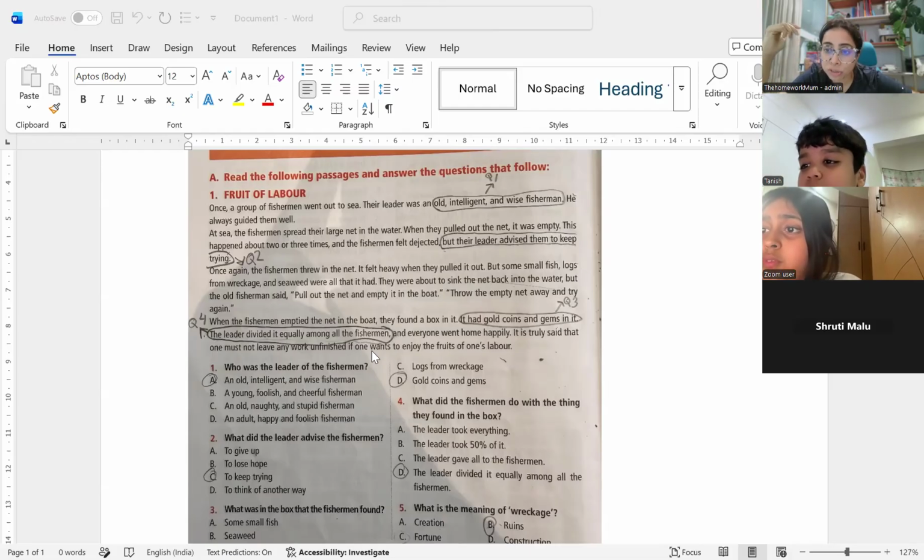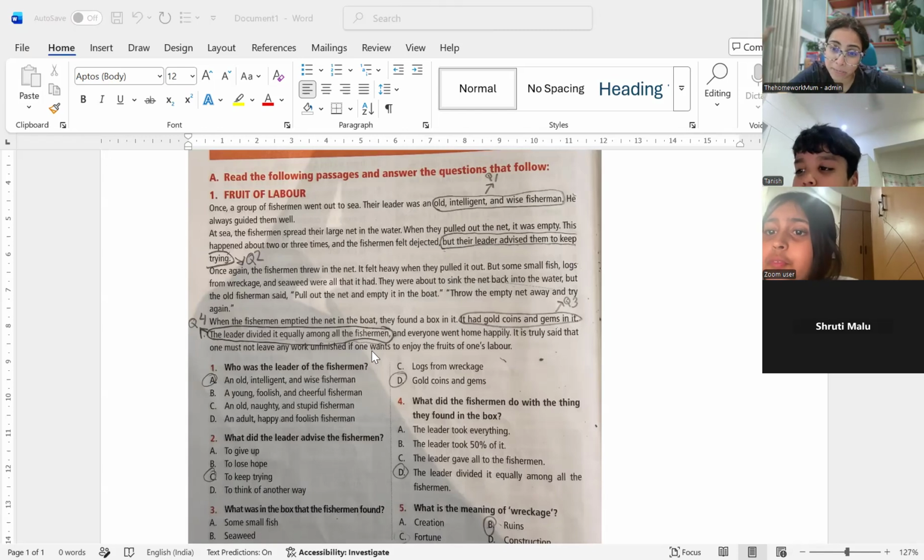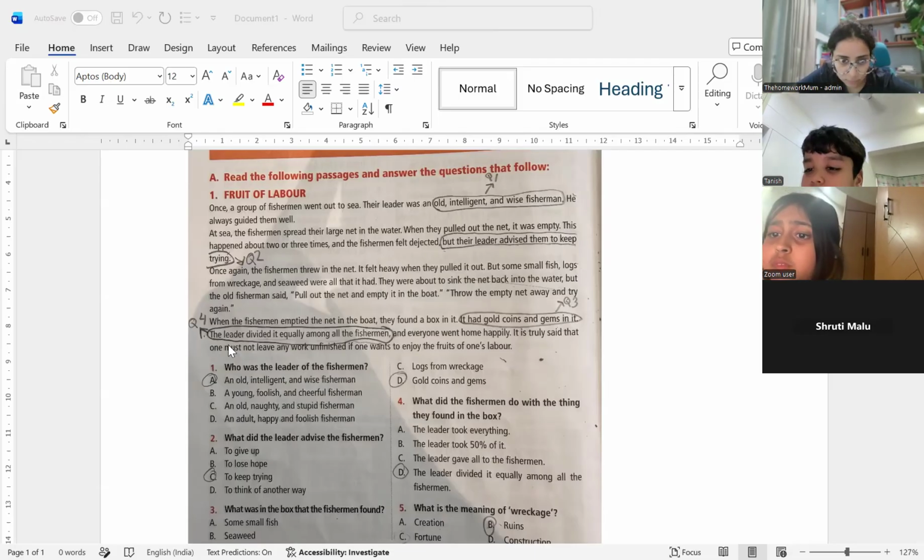Two questions are left. So before reading the next sentence, read the question once again so that you can find the answer. Okay? So Tanishq, you will first read question number 4 and after that you will read these two sentences. For example, question 4 is, what did the fishermen do with the thing they found in the box? Then you read the options.